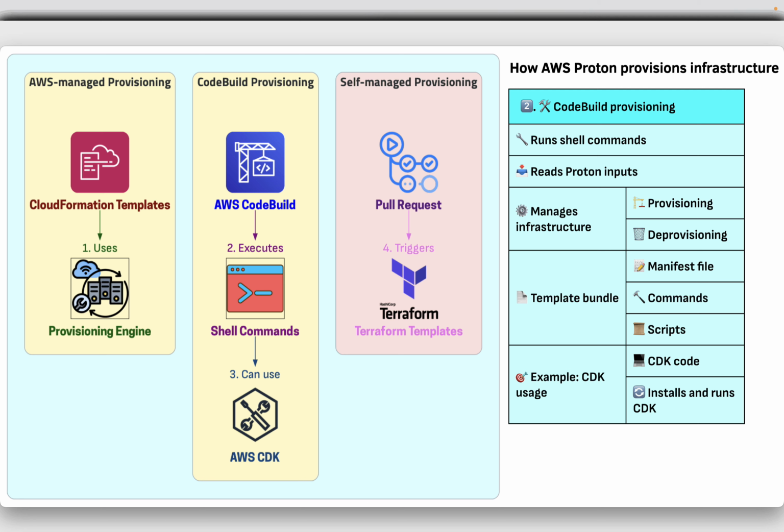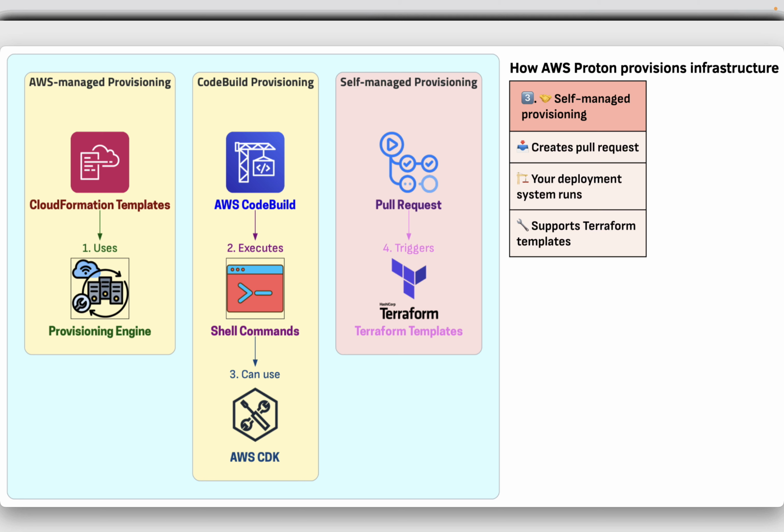Then second option is CodeBuild provisioning. AWS Proton uses AWS CodeBuild to run shell commands that you provide. Your commands can read inputs that AWS Proton provides and are responsible for provisioning or deprovisioning infrastructure and generating output values. Your template bundle for this method includes your commands in a manifest file and any programs, scripts, or other values that these commands may need. As an example, to use CodeBuild provisioning, you can include code that uses the AWS Cloud Development Kit, AWS CDK, to provision AWS resources, and a manifest that installs the CDK and runs your CDK code. So this is the second way.